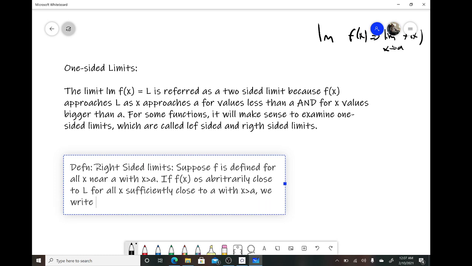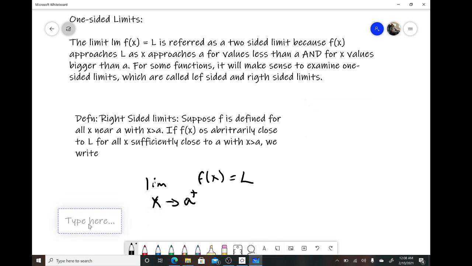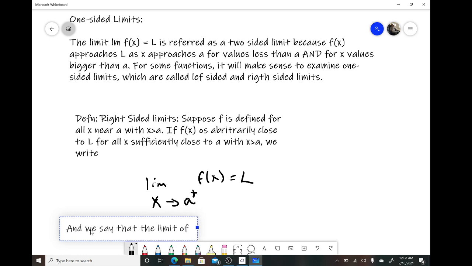we write the following. And that is the limit as x goes to a from the right side, with a plus here, of f of x equals L. And we read this as the limit of f of x as x approaches a from the right side is L.